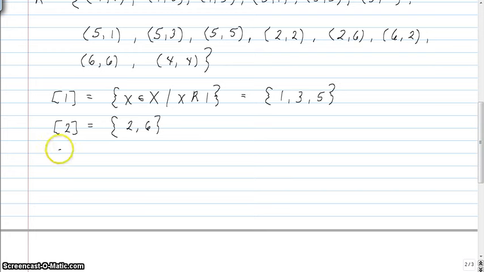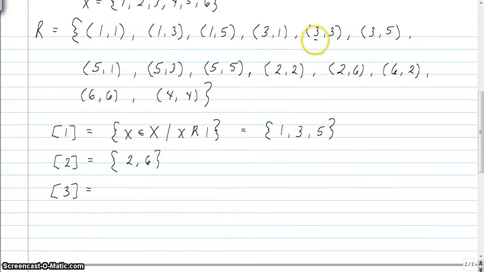And so we can do the same thing for the element 3. Let's see. 3 is related to 3. 5 is related to 3, and I missed up here, 1 is related to 3. So 1, 3, and 5. That's the same as the equivalence class of 1. Same set.